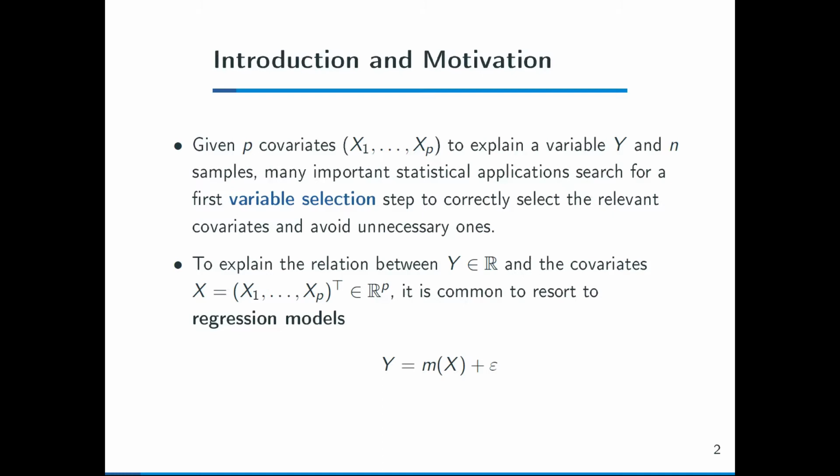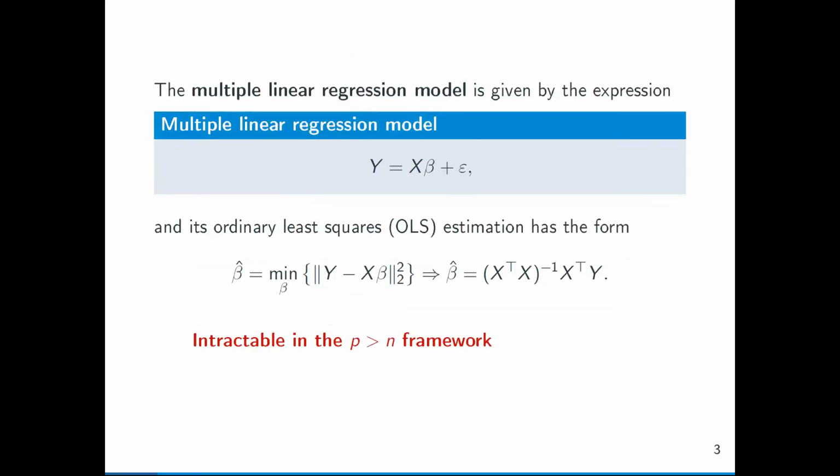In this way, by means of a functional m, we know the structure between the P explanatory covariates, here summarized in a vector of dimension P, and the variable we are interested in, denoted here by Y. If we assume the well-known multiple linear regression model, as the name suggests, we have a linear relation in terms of the P explanatory covariates by means of an unknown beta vector, plus an unobservable error, which we denote by epsilon.